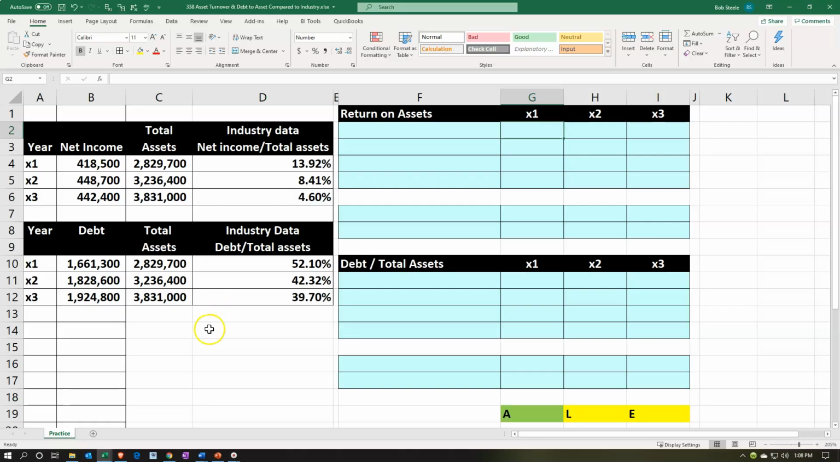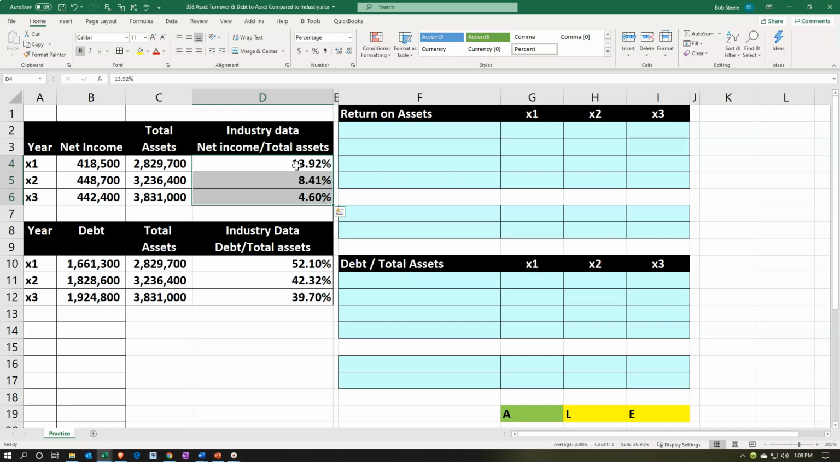Here we are in Excel. We have our information on the left-hand side. We're going to put that into the blue area into our worksheet on the right-hand side, calculating the return on assets and debt to asset ratios. We're going to be doing that for multiple periods, so we can have a comparison between multiple periods as well as a comparison to the industry standard, those being the two kinds of comparisons we will typically use in order to give some context to the ratios to measure performance.